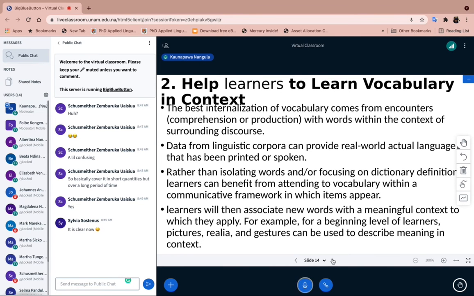Okay, and then next, the best internalization of vocabulary comes from encountering, comprehending, and producing words within the context of surrounding discourse. Which means for them to really understand it even better, they need to read or hear about it a few times, and hopefully when they're hearing it, they understand it. And then also they need to use it in their own production, all right?